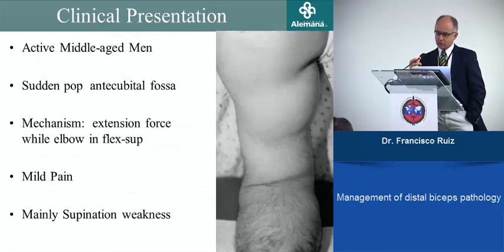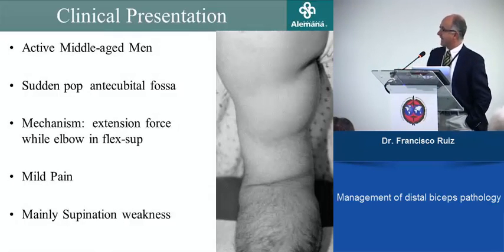So the clinical presentation is very well known. Active middle-aged men feel a sudden pop in the antecubital fossa. The mechanism we already talked about. There is some ecchymosis, mild pain, and mainly supination weakness.